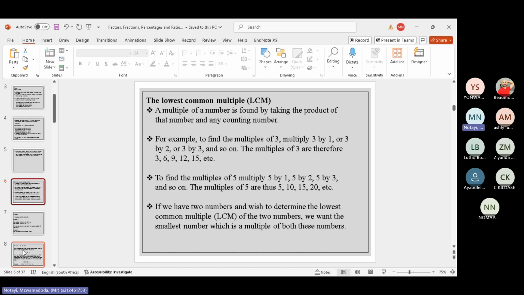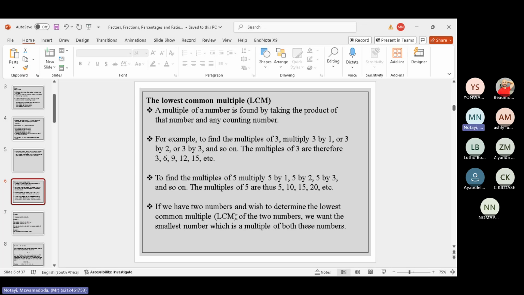So listing them is 3, 6, 9, 12, 15, 18, 21, and so on. To find the multiples of 5, multiply 5 by 1, 5 by 2, 5 by 3, and so on. Therefore, the multiples of 5 are 5, 10, 15, 20, 25, 30, 35, and so on.